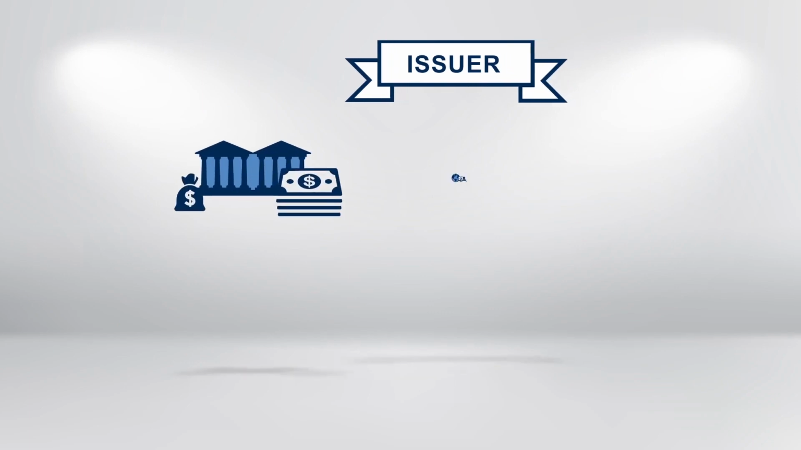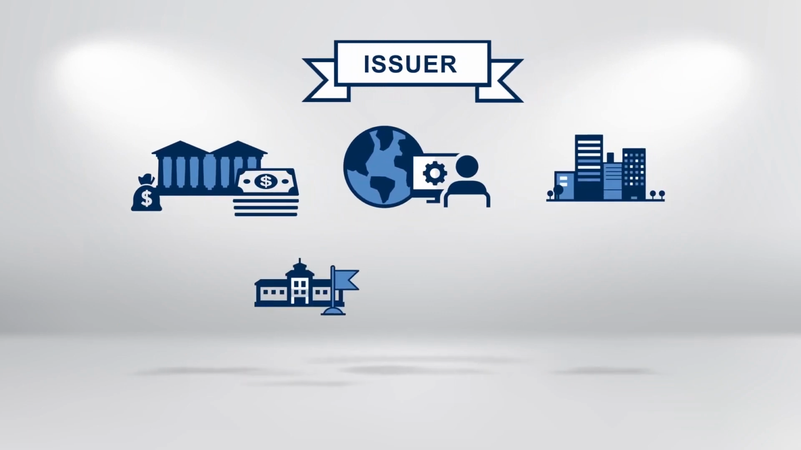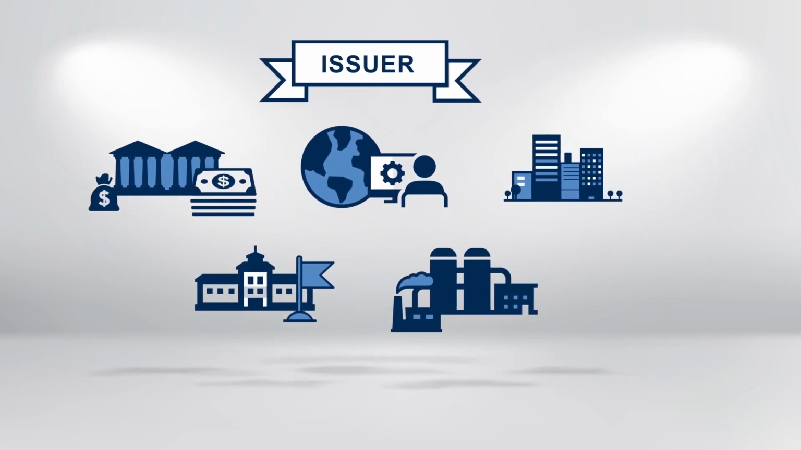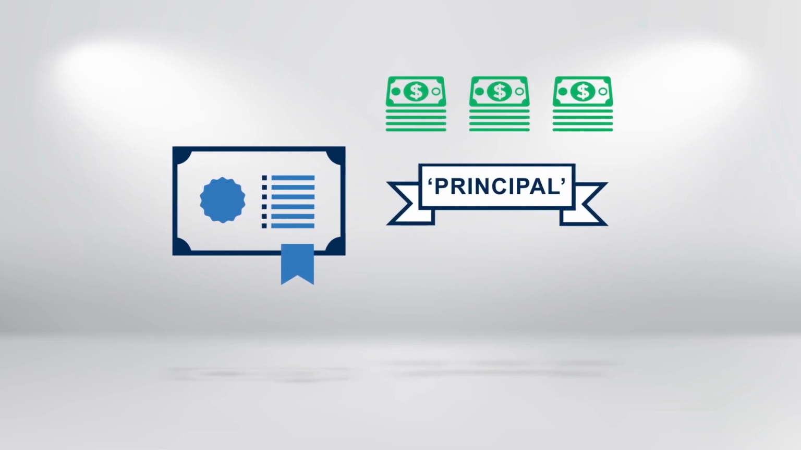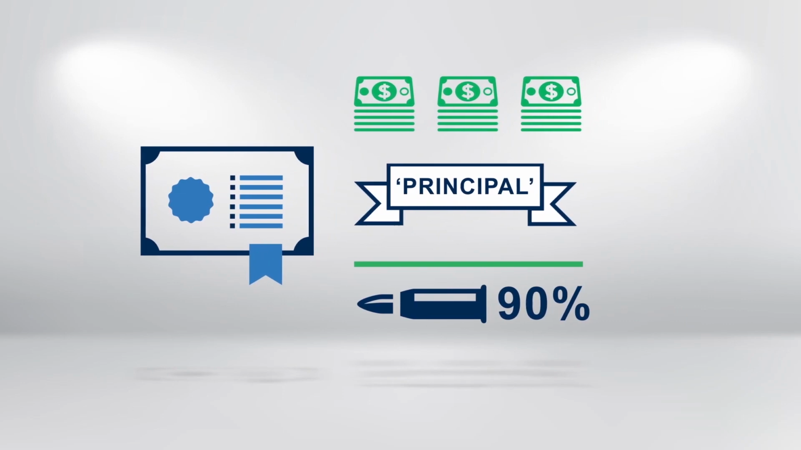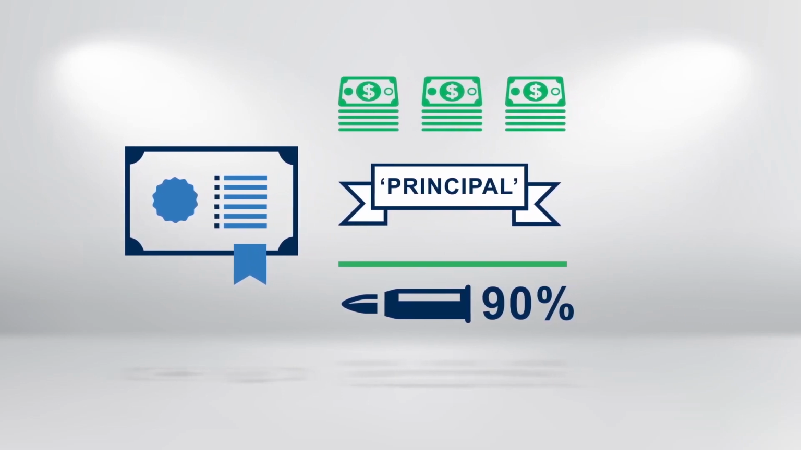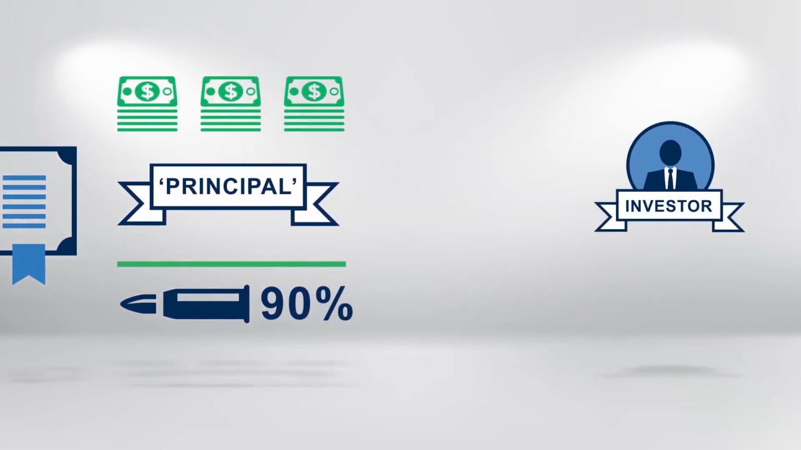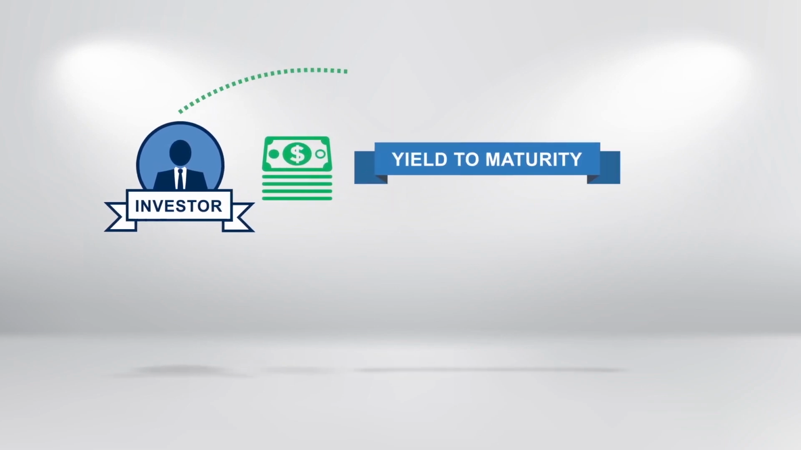There are various types of issuers, ranging from supranationals to corporations. The total amount of a bond issued is called the principal. In 90% of all cases, this is repaid in one amount at the maturity date in a bullet type repayment. The investor's return on the bond is termed the yield to maturity.